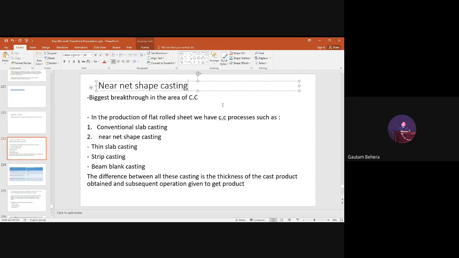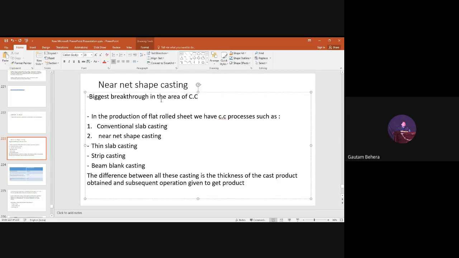Processing here means basically I am talking about the rolling part. The extent of rolling should not be high, right? So this is the advantage. Okay, anyways, this is the biggest breakthrough in the area of continuous casting. Near net shape casting is the biggest breakthrough in the area of continuous casting. So we have to see this in the production of flat rolled sheet. As I told, these flat rolled sheets are used for manufacturing of car bodies or automotive bodies.